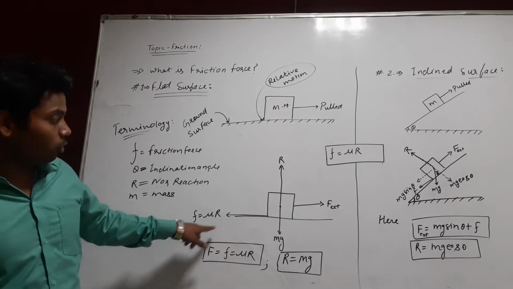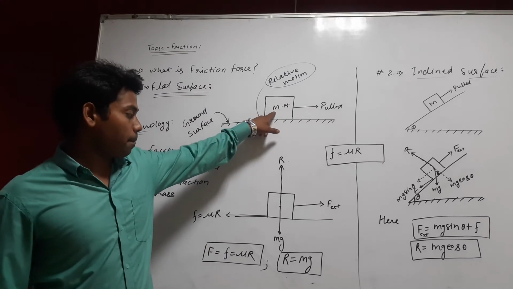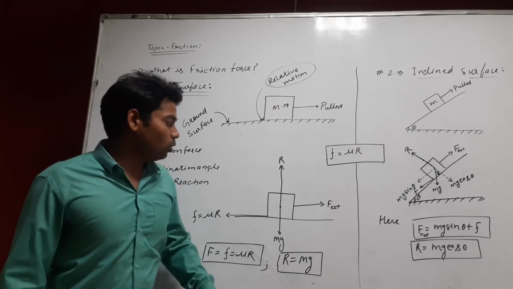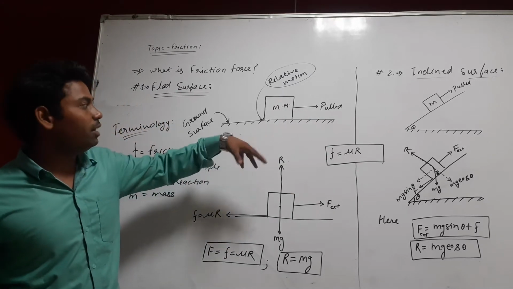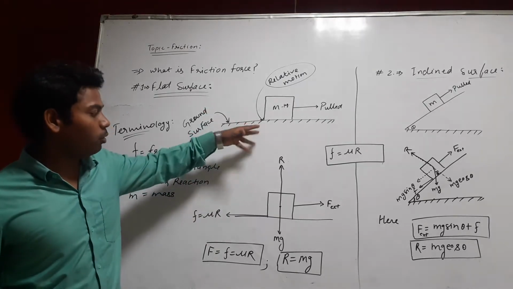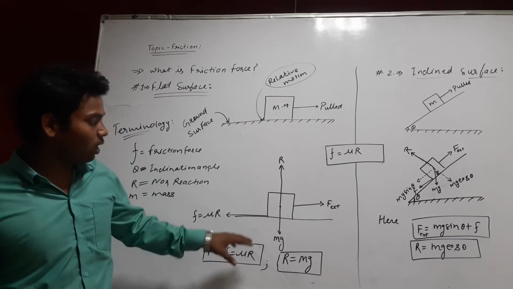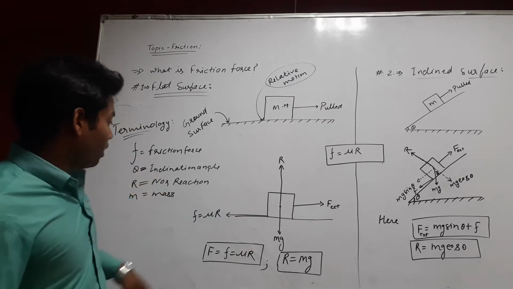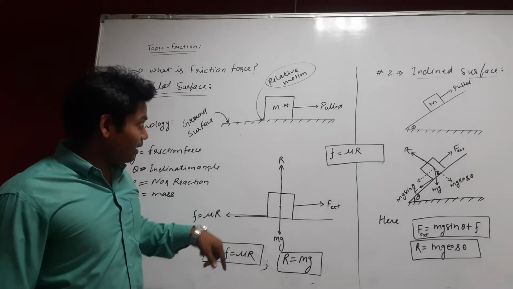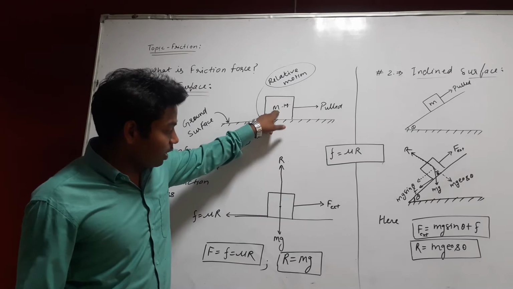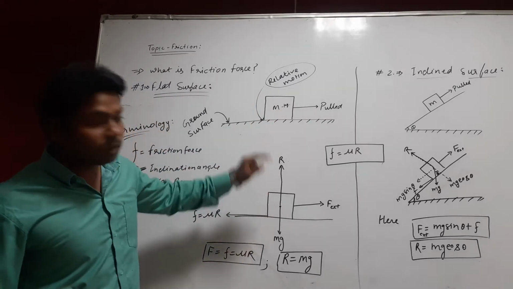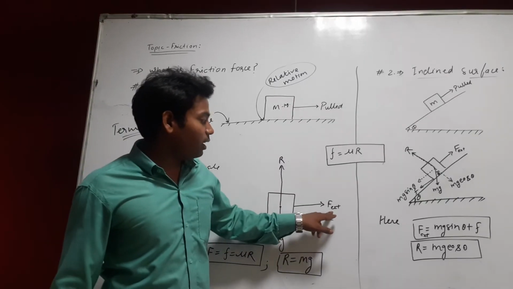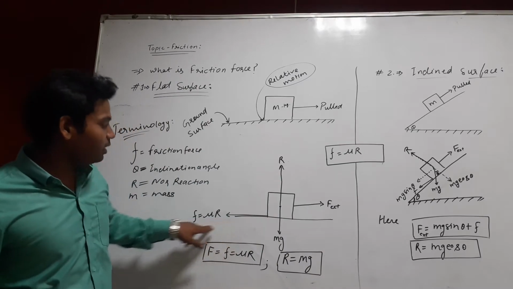When you have a body of mass m on a surface, and one person is trying to pull that body in this direction, you first have to make the FBD of the given problem. In the FBD you have to show all the external forces acting on the body. As it has mass m, the weight will act in the downward direction, that will be mg. F is applied in this direction, so friction force will act in the opposite direction.